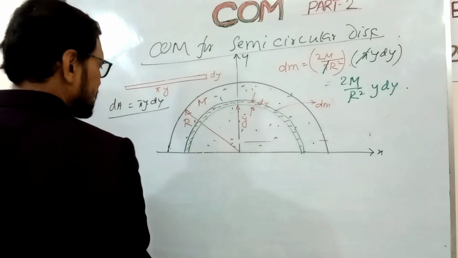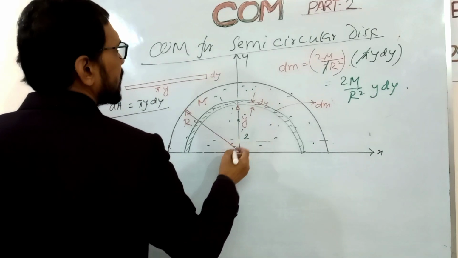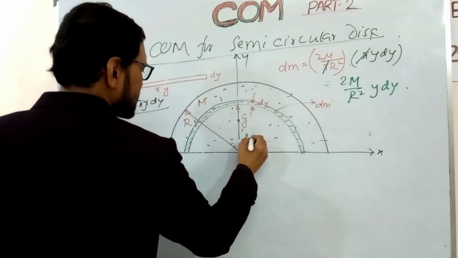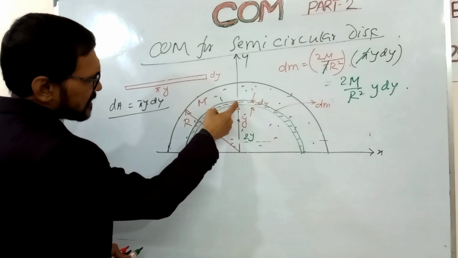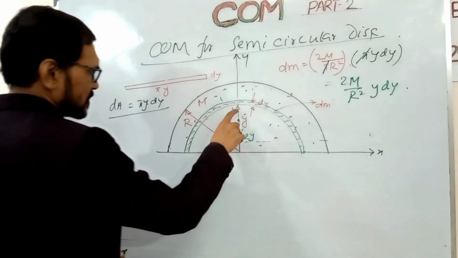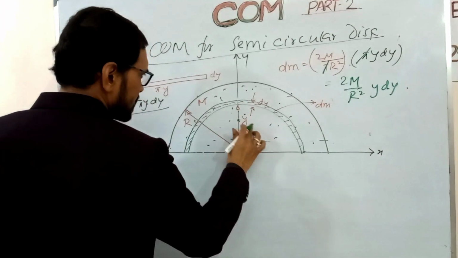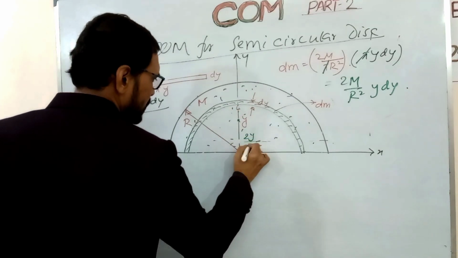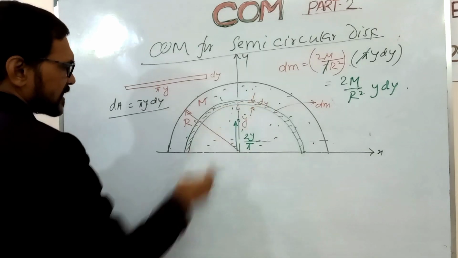Now what is the center of mass of this ring? The center of mass of a semicircular ring is 2r by pi. This elementary semicircular ring has radius y, so here r is y, and the center of mass of this elementary ring is 2y by pi.